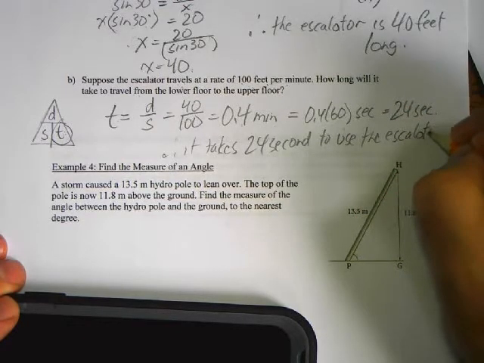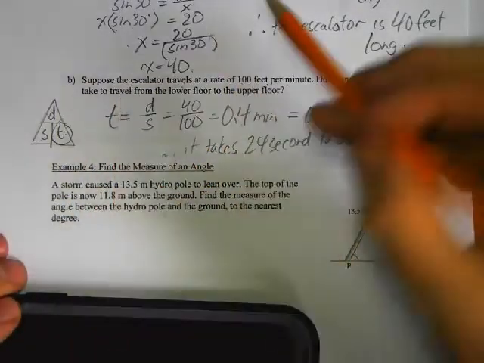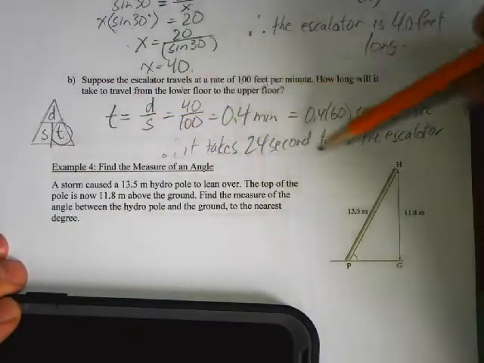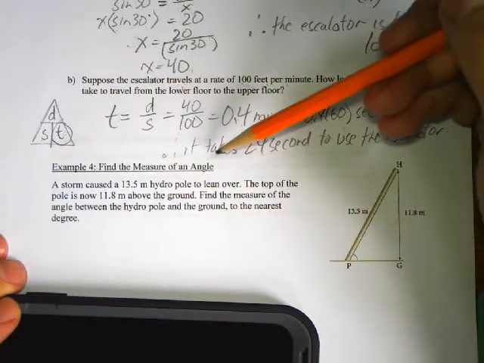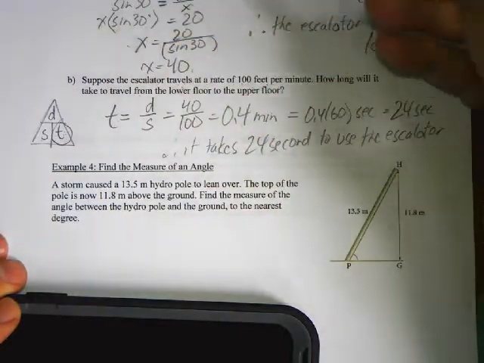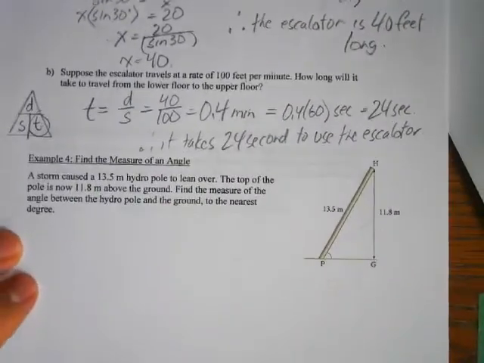Okay, don't worry too much about that. That's kind of a throw-in question. That's not even trigonometry here. This is just calculating the time from the distance and the speed. This is the important part of the question, where you're calculating one side of the triangle. Okay, so let's go to example 4.